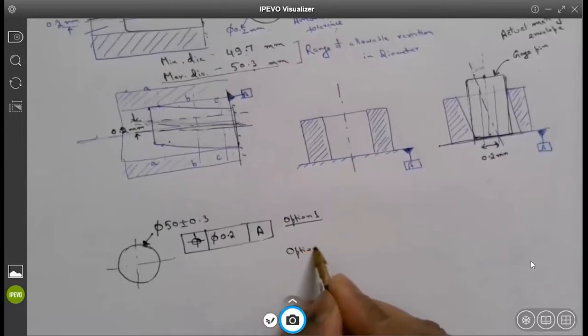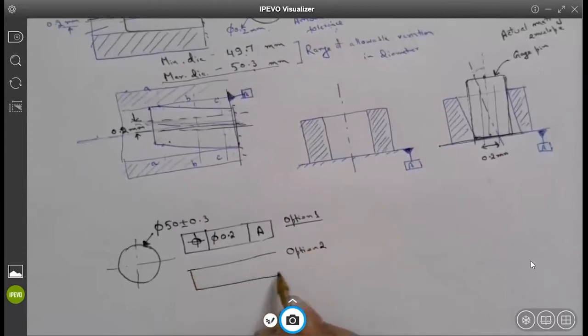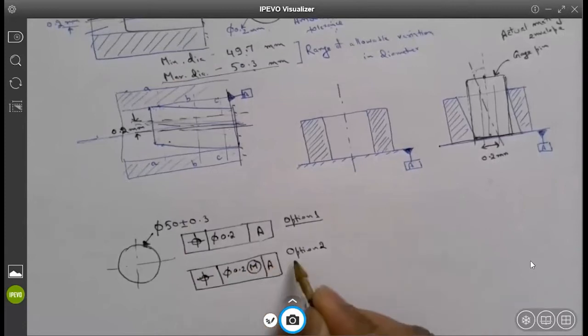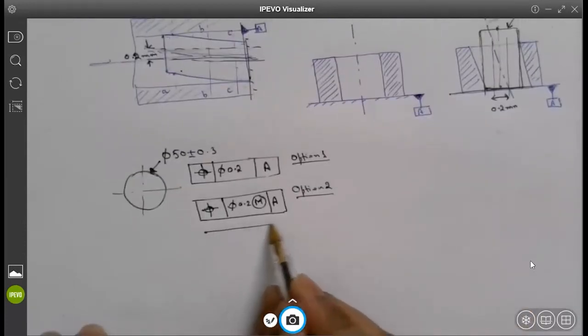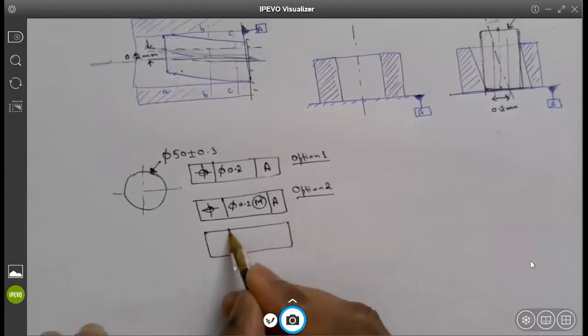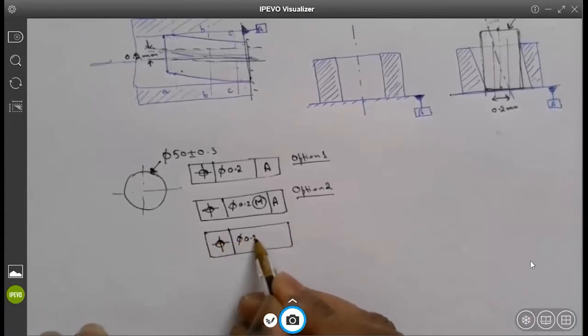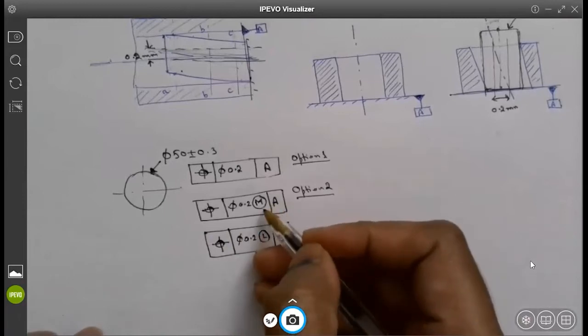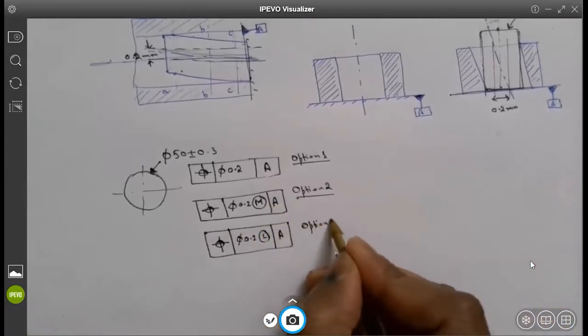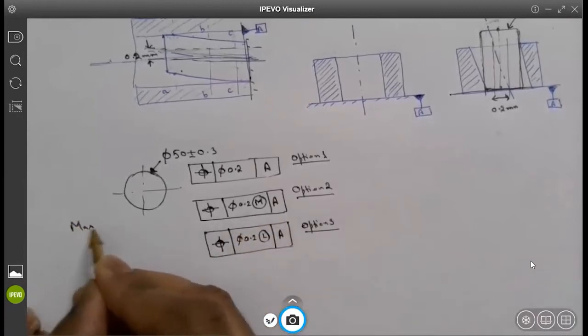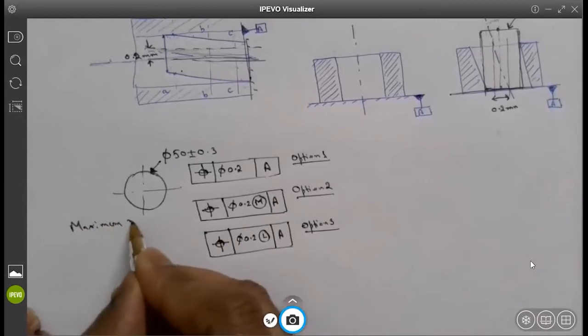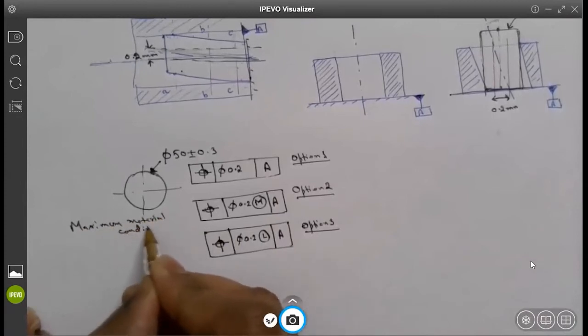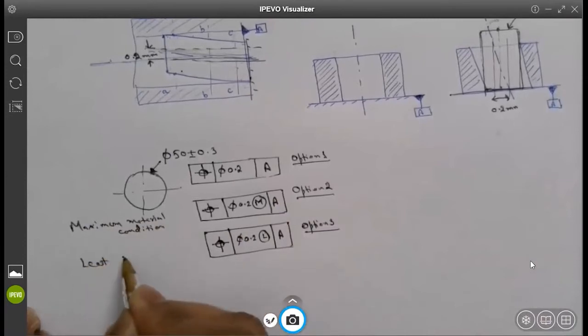Option 2 is the same thing, but with a material condition modifier M, datum A. And the third option is the same position tolerance and diameter, but with modifier L, not M. M stands for maximum material condition, and L is least material condition.